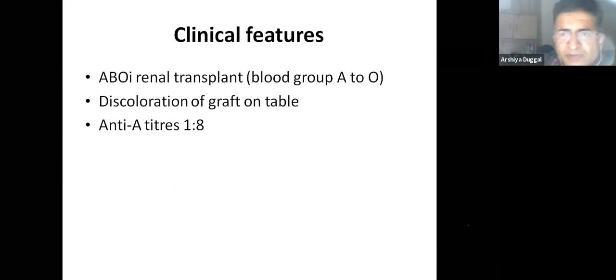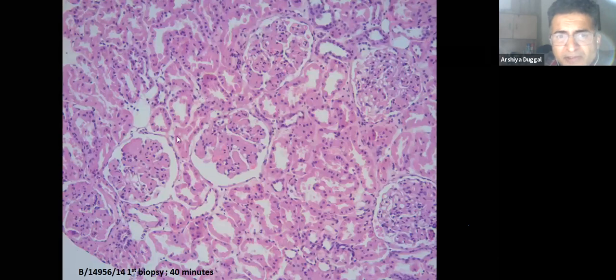So in this biopsy, there was ATN, but the majority of the glomeruli were showing this kind of pink material. Here also you can see it. This was about 40 minutes after placing the graft; the biopsy was done because there was some discoloration.